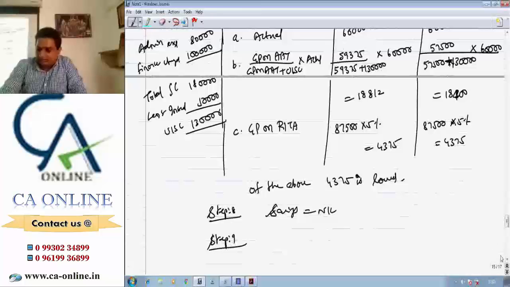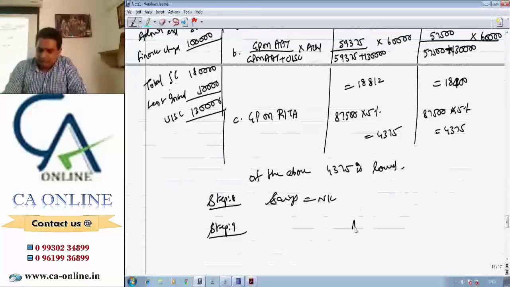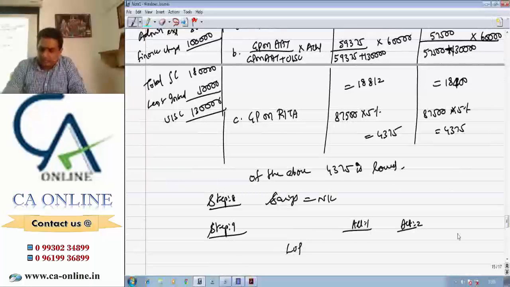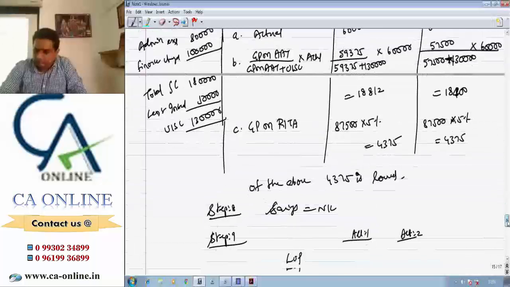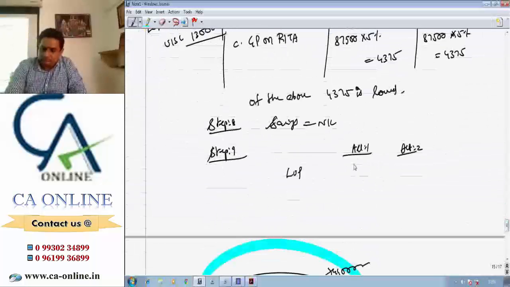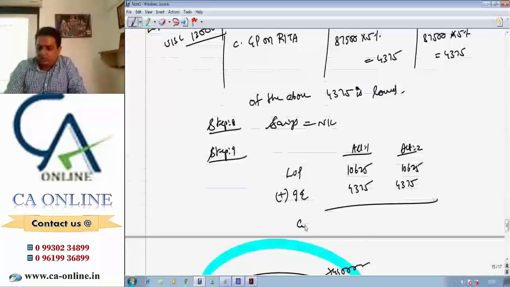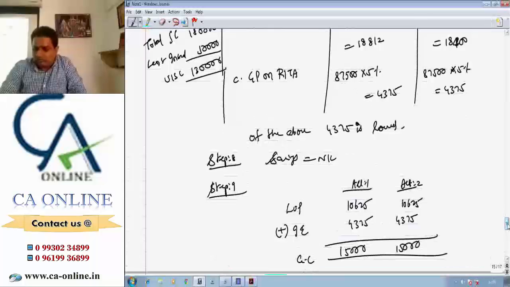Step 9. So loss of profit, 10,625. Here also 10,625. Add incremental expenditure 4375. Both places same. So gross claim 15,000. Gross claim 15,000.